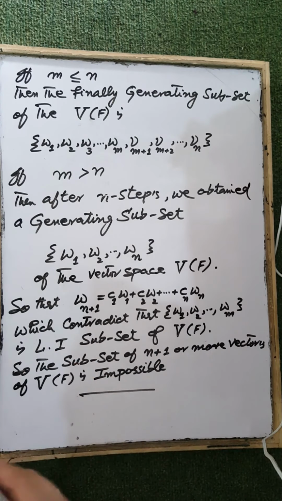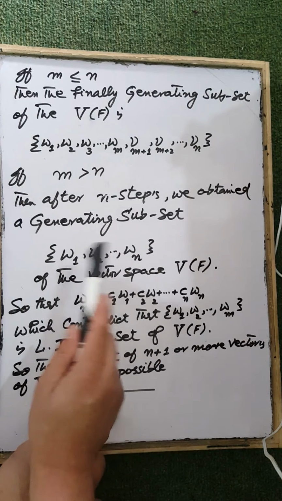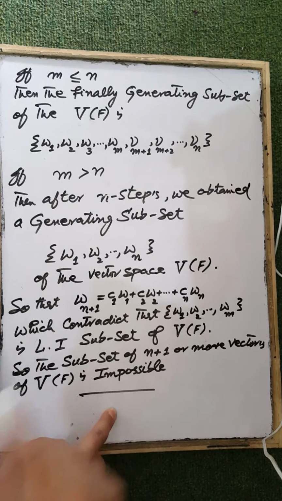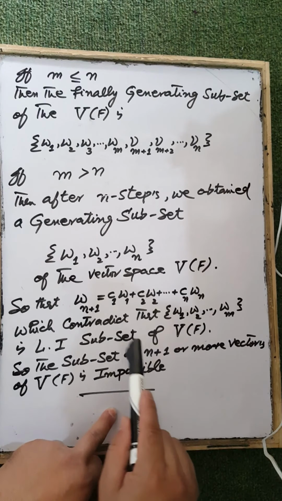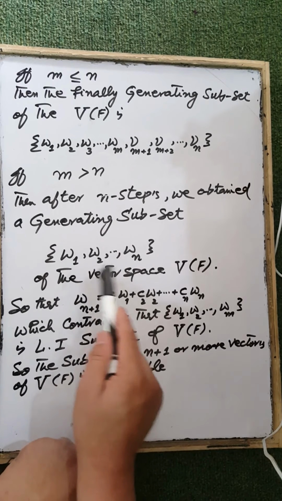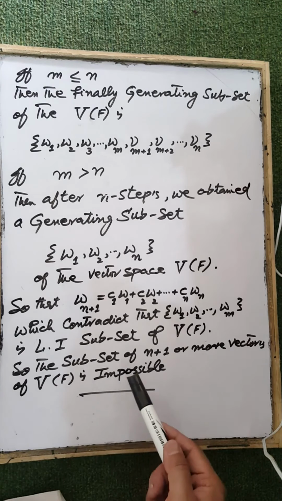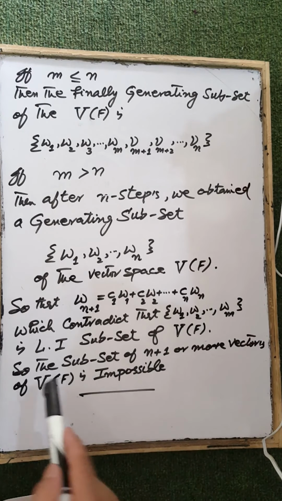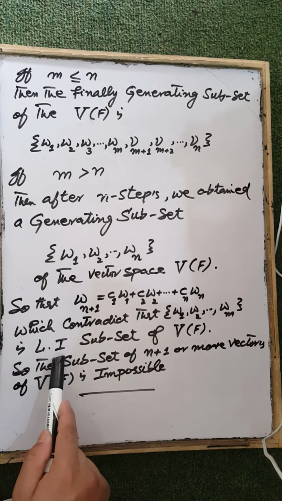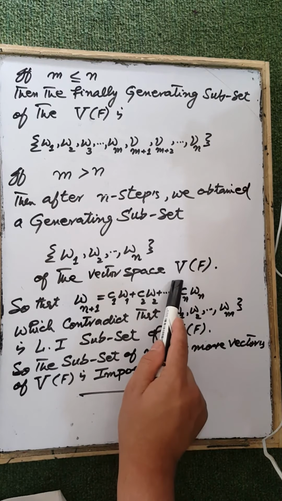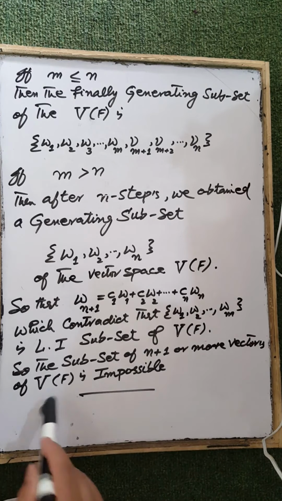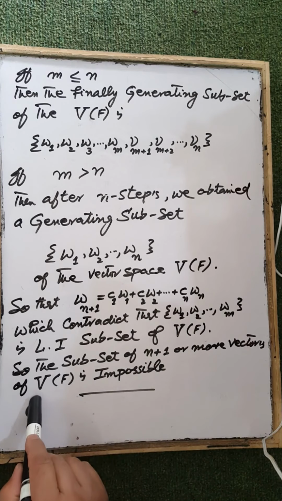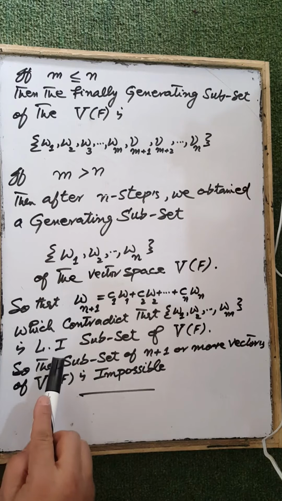That is, the number of elements in the set S is N, and if the number of elements of this set is equal to N, then we replace each element of the set S by these elements. If the number of elements in this set is greater than N, that is N plus 1 or more, the set consisting of N plus 1 or more vectors will be linearly dependent, which contradicts the hypothesis. Therefore it is impossible for a linearly independent set of N plus 1 or more vectors to generate the vector space V over the field F.